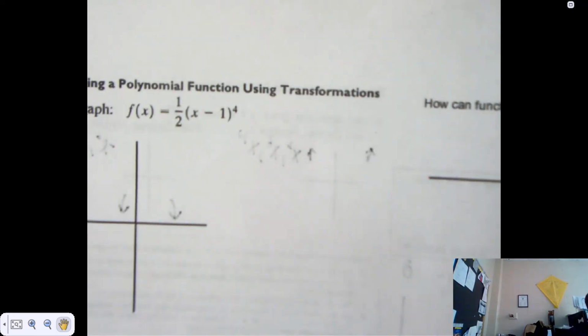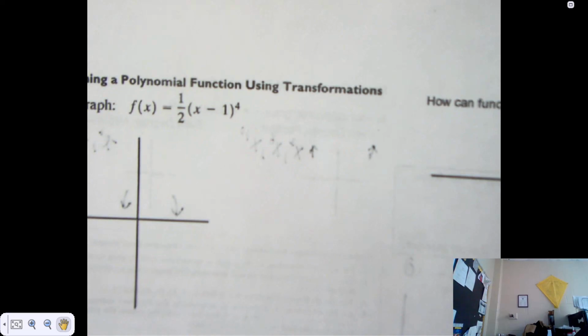This is a lot more along the lines of how I wish you guys would do things. And in fact, on your next project, you better be writing equations like this. I don't care to see a standard form equation. I like this form. What form is that in? Really? Crickets. This is vertex form.